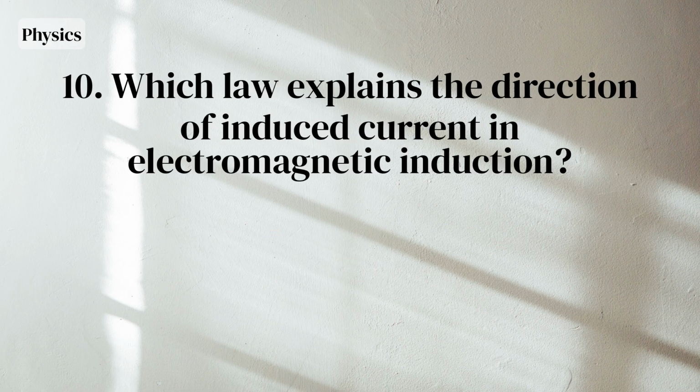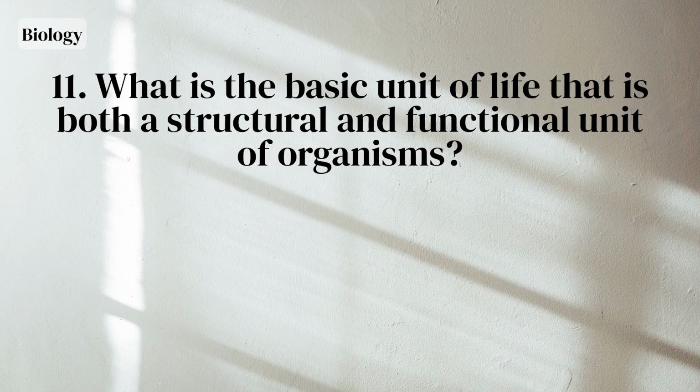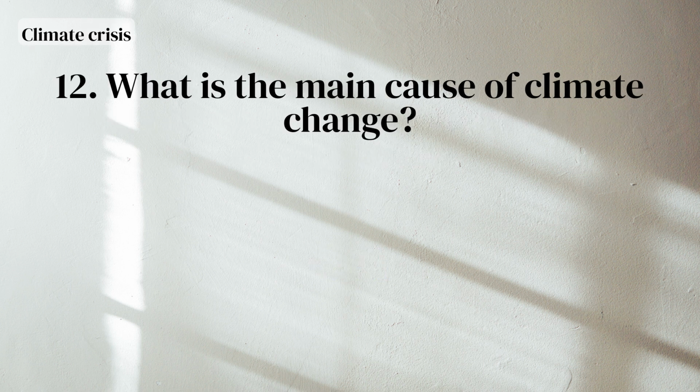In which part of the brain is visual information primarily processed? Occipital lobe. Which law explains the direction of induced current in electromagnetic induction? Lenz's law. What is the basic unit of life that is both a structural and functional unit of organisms? Cell.